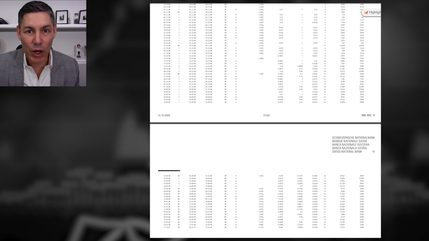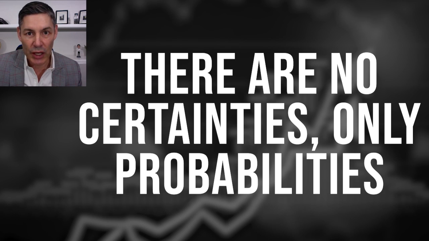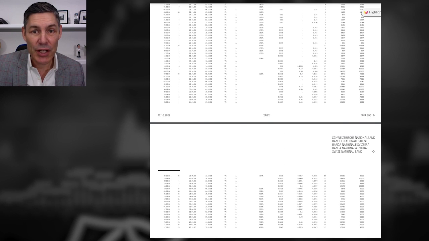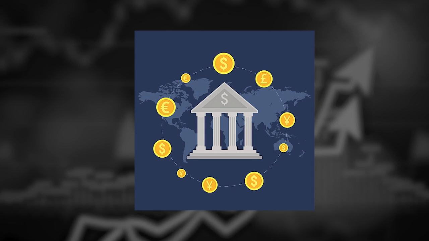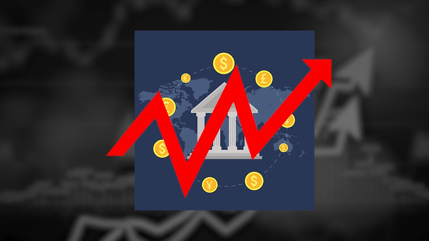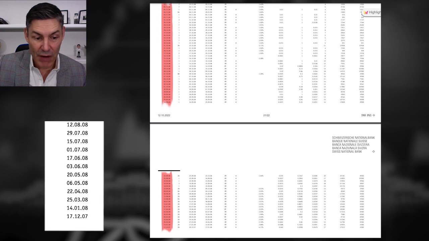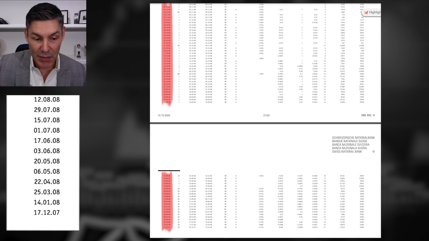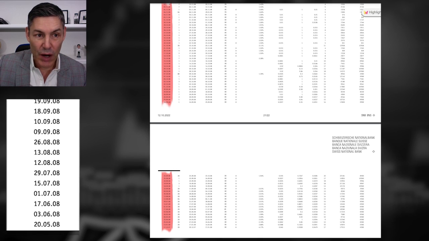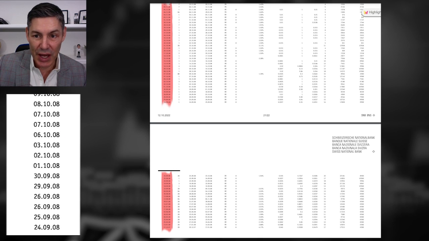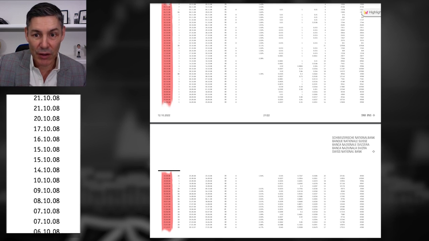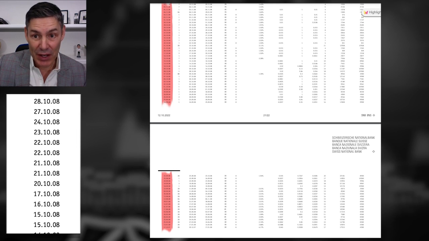Now, again, I'm not saying we're going into the next global financial crisis. There are no certainties, only probabilities. I'm bringing this to your attention so you can see what has happened in the past and realize that what we're seeing today is an indication that the risks in the global banking system are increasing exponentially. So you can see that pretty much every single week, starting in December of 2007, going throughout the entire year of 2008, these dollar swap lines were utilized to a significant degree.